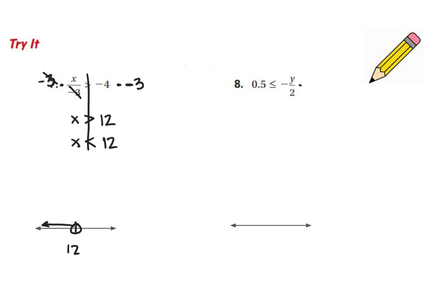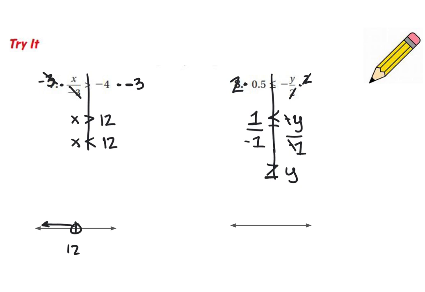For number 8, we're going to begin by multiplying both sides by 2. 2 over 2 cancels, leaving us with negative y. 2 times 0.5 is 1. We just need to get rid of the negative y, so we'll divide by negative 1 on both sides. A negative divided by a negative is a positive. Because we divided by a negative, we flip the sign, and 1 divided by negative 1 is negative 1. So y is going to be less than or equal to negative 1.